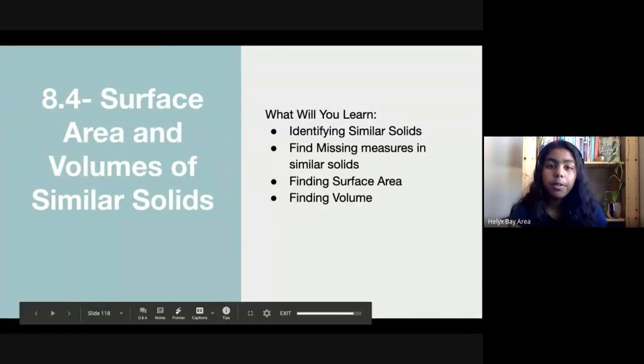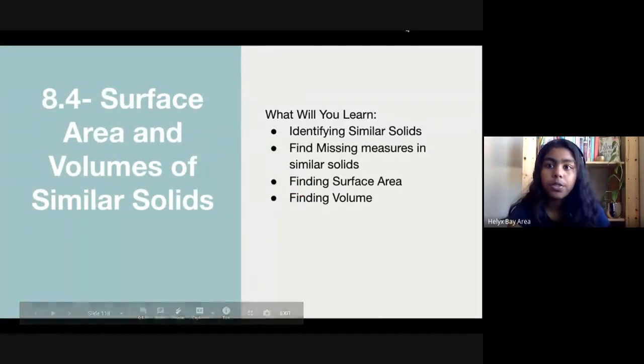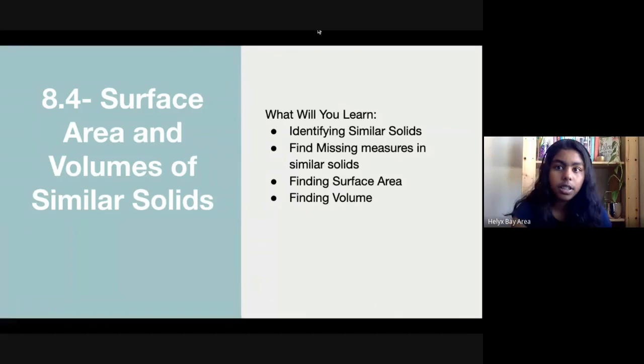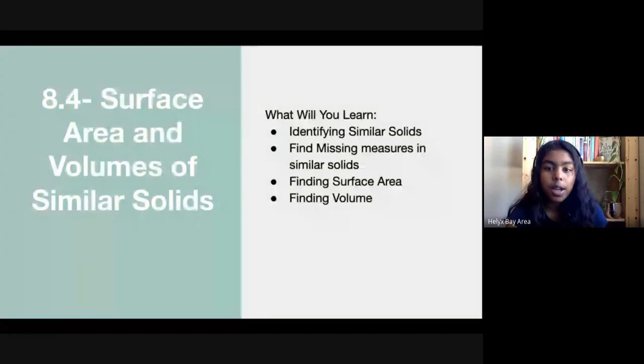Okay, now we're going to be finding surface area and volumes of similar solids. So we're going to be identifying similar solids, finding missing measures in similar solids, finding surface area, and also finding volume.